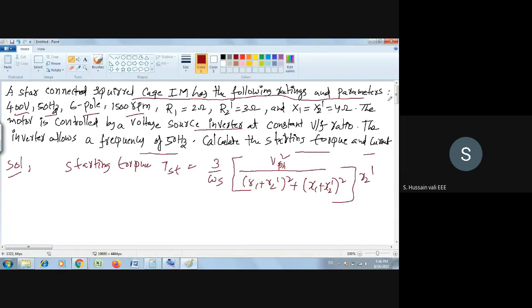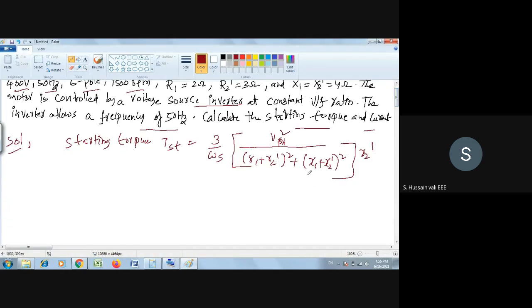Now please see, you don't find any S here. Slip you don't need to find, because for starting torque, S is equal to 1. I hope you know this. So S is not here. We made S equal to 1 already, and I have got this equation. Now please see what else we don't know and what we know.